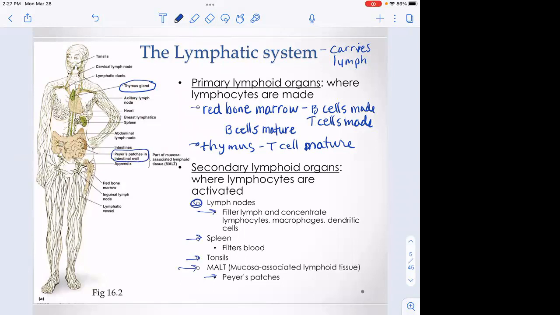That's especially important, lymphoid tissue that kind of samples what's moving through our small intestine. So it's checking the small intestine for any pathogens from things that we've eaten. Okay, so again, this is associated with the intestine. Okay, so that's a little overview of our lymphatic system.